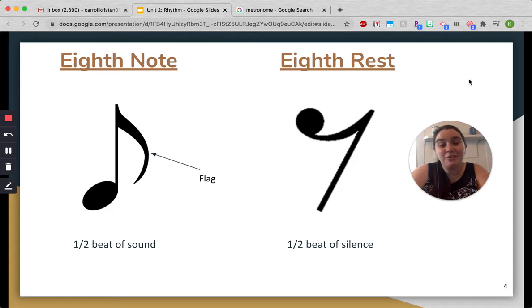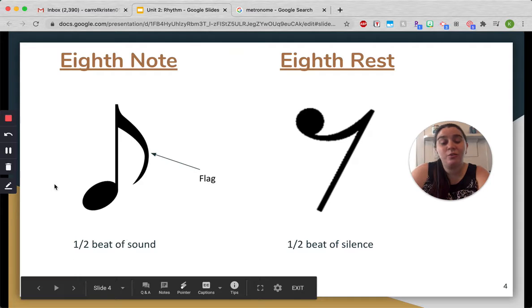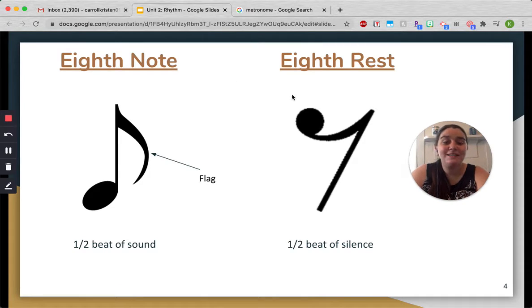We also have eighth notes. This is what one eighth note looks like. It looks similar to our quarter note, except there's this little thing called a flag that comes off from it. The eighth note is half of the value of a quarter note. So it's half a beat of sound. Quarter note was one beat of sound. Eighth note is half a beat of sound. And just like our quarter note and quarter rest, there's an eighth rest. This is what our eighth rest looks like. And just like the eighth note, it gets half a beat, but of silence. So eighth note, half beat of sound. Eighth rest, half beat of silence.